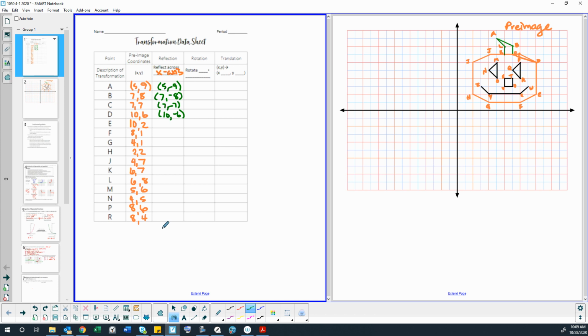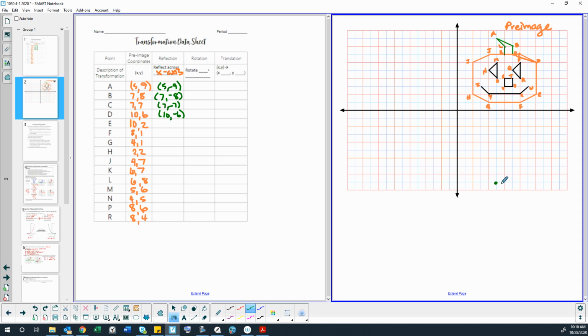Okay, so you would just continue with that. So here's my point at 5, 9, so it's going to be at 5, negative 9. And then B was 7, 8, so 7, negative 8. And then 7, negative 7.